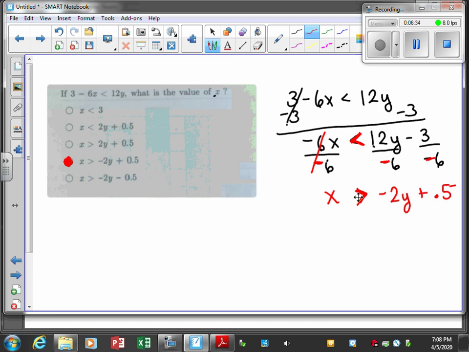Okay, that's the rule for inequality. If you multiply or divide both sides of an inequality by a negative, you have to flip the sign. So don't forget that rule.